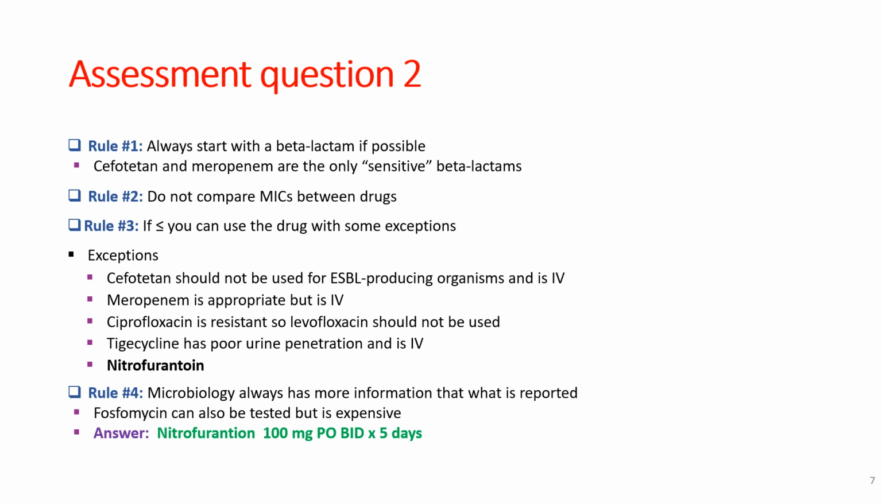Second, ciprofloxacin is resistant. So though levofloxacin is sensitive, it will not be used because of cross resistance. Other thing is tigecycline is sensitive, but tigecycline has poor urine penetration, and it is IV too. So tigecycline will not be selected. So we are left with the only sensitive antibiotic, that is nitrofurantoin. Again, rule number 4, refer to additional testings of microbiology. Fosfomycin can be tested, but fosfomycin is expensive, so our drug of choice will be nitrofurantoin. So this is how we can apply all 4 rules while selecting the proper antibiotic.